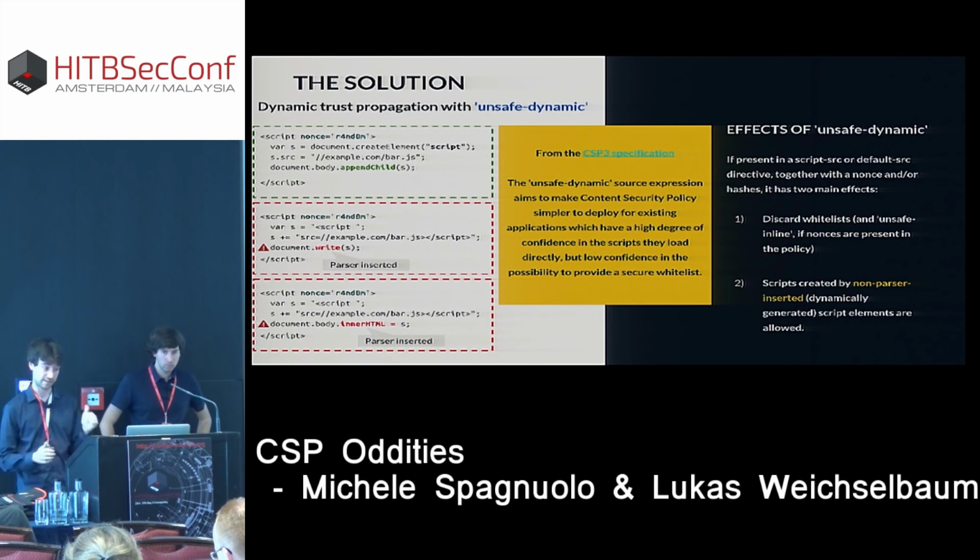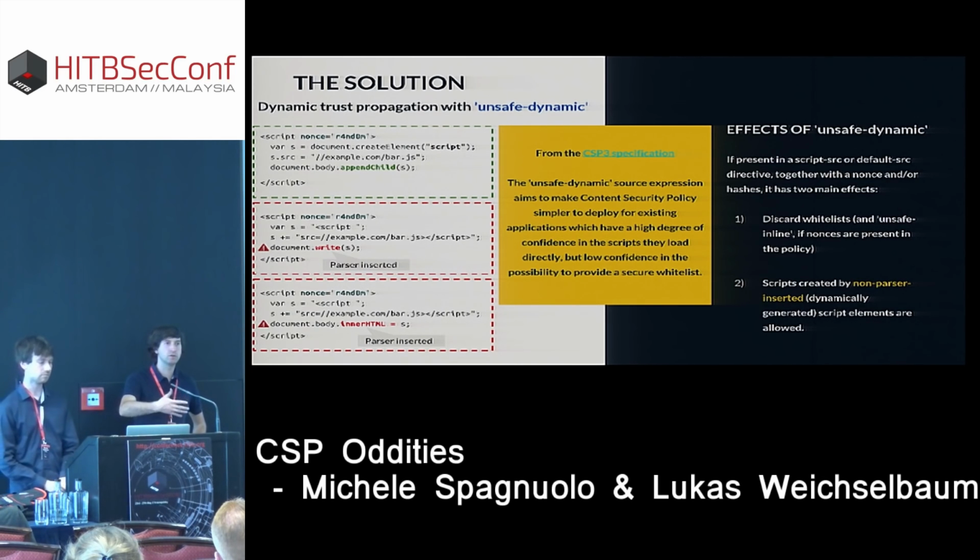Unsafe Dynamic will, as I said, allow scripts created by non-parser inserted, dynamically generated scripts, and it will do something else which allows backward compatibility. It will allow developers to just add Unsafe Dynamic to their existing policy and make it secure magically, which is that it discards the whitelist if present. As we probably didn't say yet, if you have a nonce and you put unsafe inline together, unsafe inline gets ignored because you have a nonce. This is just a fallback mechanism.